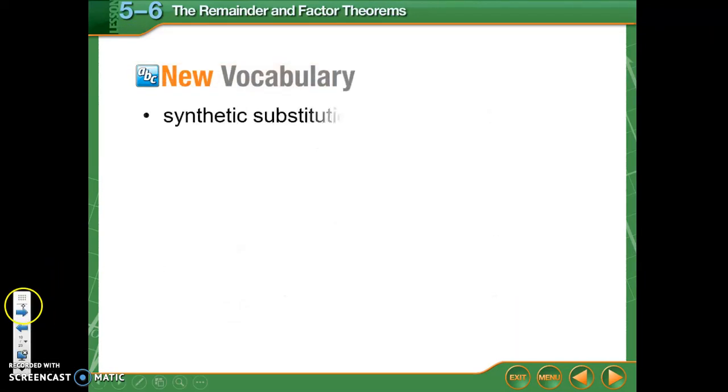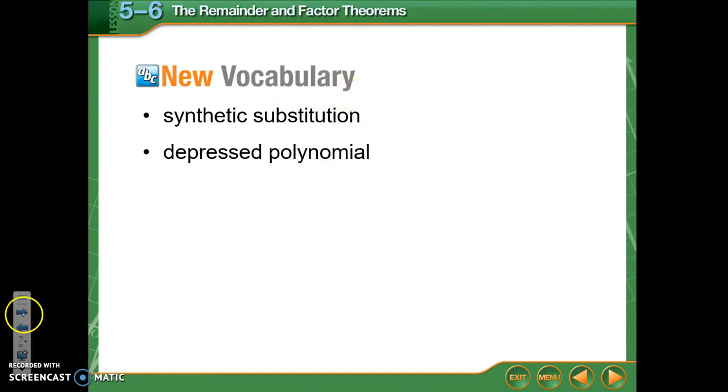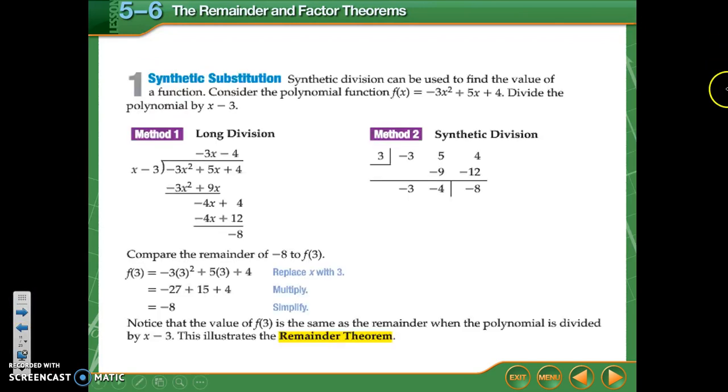So what we're going to start with, first of all, you should be looking for these words or phrases as we go through the PowerPoint: synthetic substitution and depressed polynomial. Those are your new vocab words for this section. Synthetic substitution, we're going to start by talking about what this is. Basically, synthetic substitution means that we use synthetic division to find the value of a function.